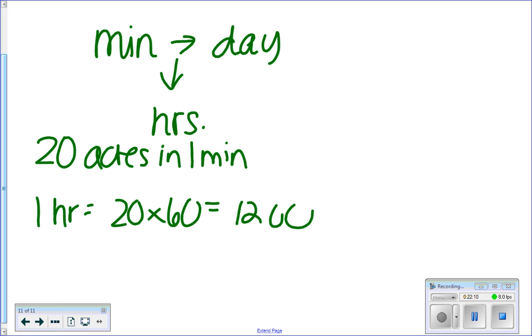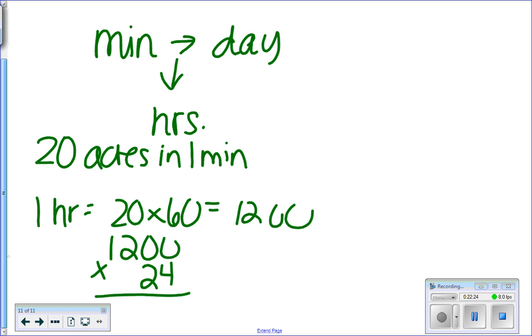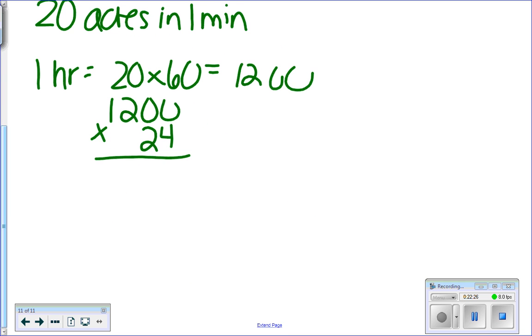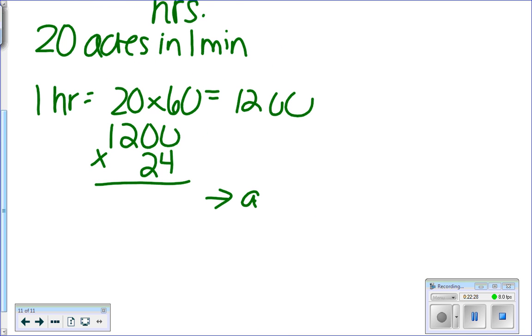That's in 1 hour. But if I want to know in a day, how many hours are in a day? 24. So I'm going to take 24 times 1,200. And that will then tell me how many acres are in a day.